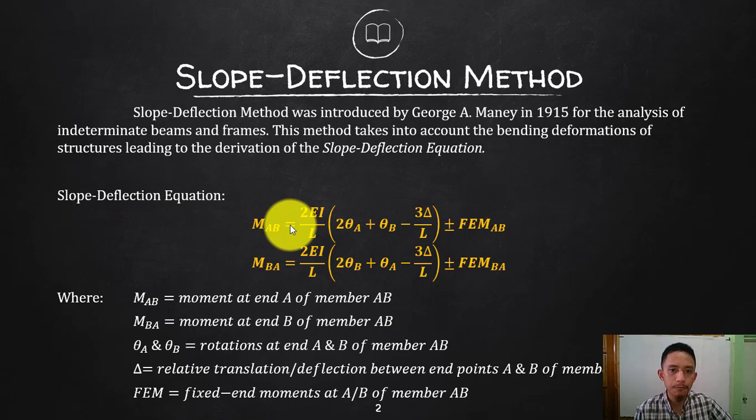So we have here your MAB. Okay, so let's say we are referring to a member of a beam or a frame. Let's consider a member. Let's call that one member AB. Okay, so we have a member AB of a beam. The ends are point A and point B. Then if you want to get the moment AB, if you say moment AB, that is the moment at end A of your member AB.